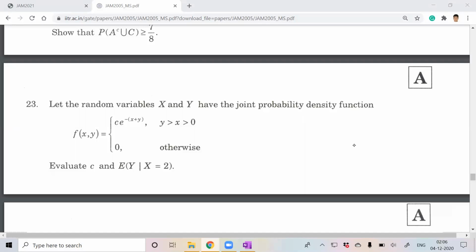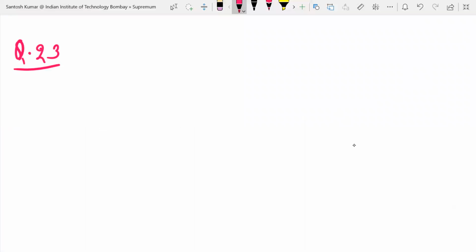Question number 23: let the random variables X and Y have the joint PDF f(x,y) = c e^(-(x+y)) when y > x > 0. Evaluate c and the expectation of Y given X = 2. So we have two questions. First we have to find c, and then the expectation of Y given X = 2. Okay, let me solve this.